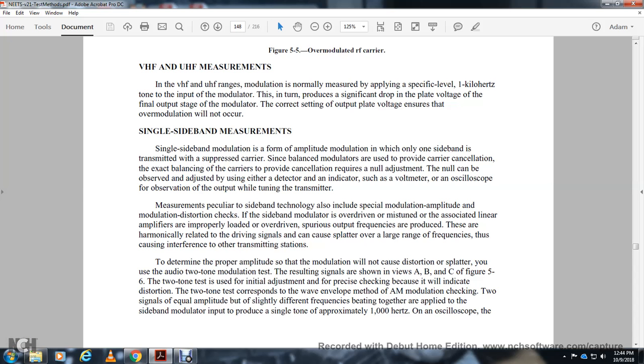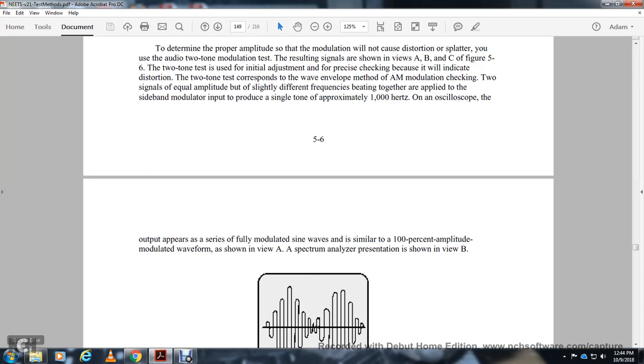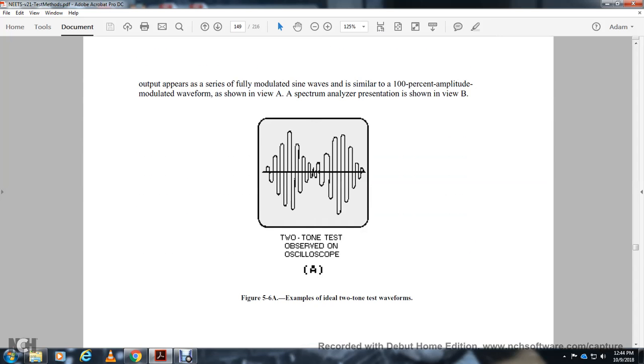The two signals with equal amplitude and slightly different frequency beat together. Applied to the sideband modulator, they produce a single tone of approximately 1,000 Hz on the oscillator. The output appears as a series of fully modulated waves, similar to a 100% amplitude modulated wave, shown in figure view A. The spectrum analyzer representation is shown in view B.